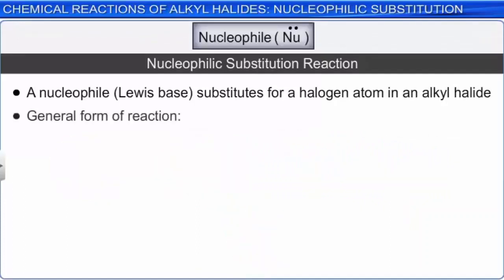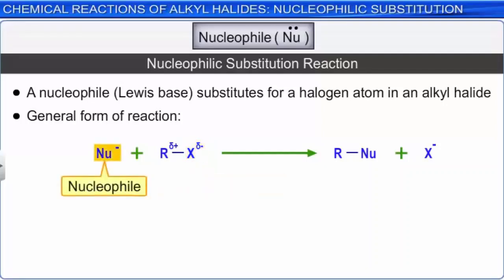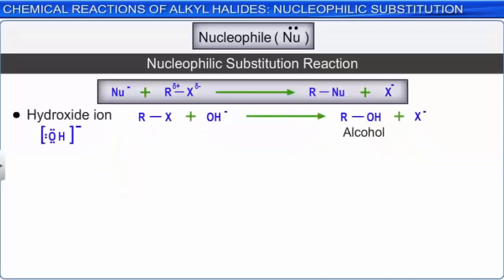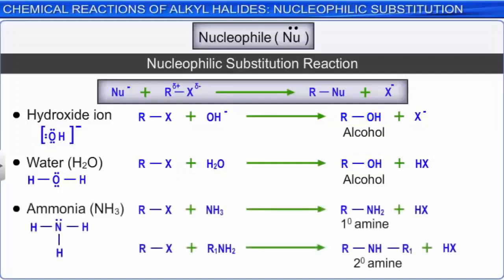Here is the general form of the reaction. The halogen is referred to as the leaving group because it leaves the alkyl halide when the nucleophile reacts. Since the substitution reaction is initiated by a nucleophile, it is called a nucleophilic substitution reaction. Common nucleophiles include the hydroxide ion and water, both of which react with alkyl halides to make alcohols. Ammonia and substituted amines are used to convert alkyl halides into amines.